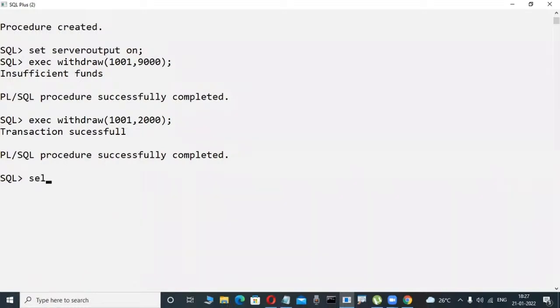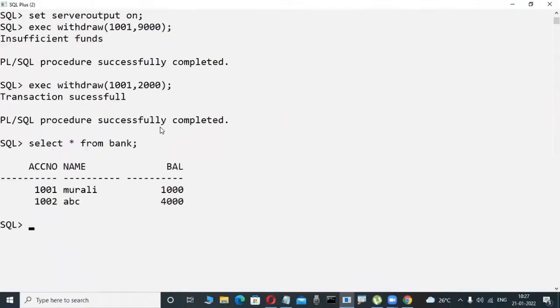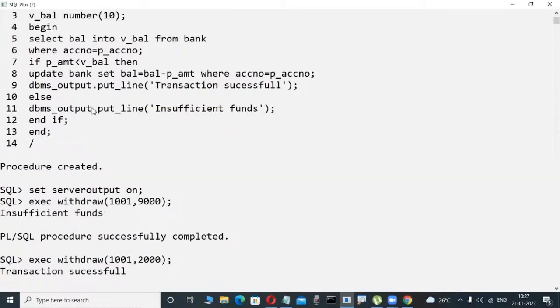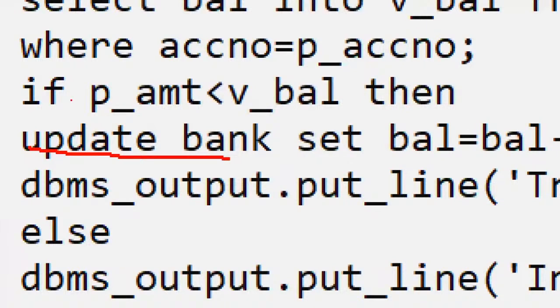Now check it out, really that is correct. In my bank table I try to observe it. Here, bank is the table. In the previous case 3,000 is there, 3,000 minus 2,000 rupees I try to withdraw, then automatically the remaining balance is 1,000 rupees. Yes, how is it possible? You are a programmer, you are writing code with an update. Update is a SQL command only. The if condition is a PLSQL command.